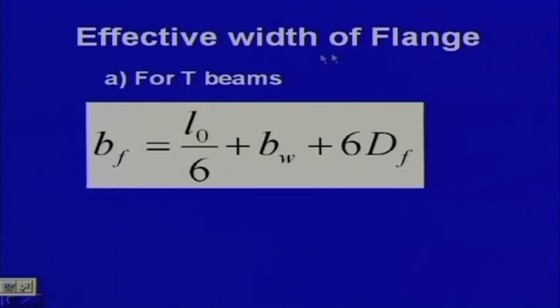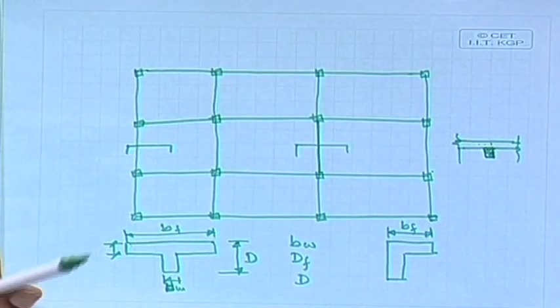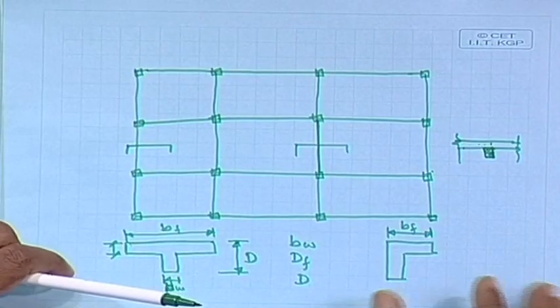So, the effective width of flange according to IS 456 for T beams: we get Bf equal to L0 by 6 plus Bw, which we have already defined, plus 6 Df, the depth of the flange. What is this L0? L0 is the effective span, and that we have to find out from different cases according to IS 456.